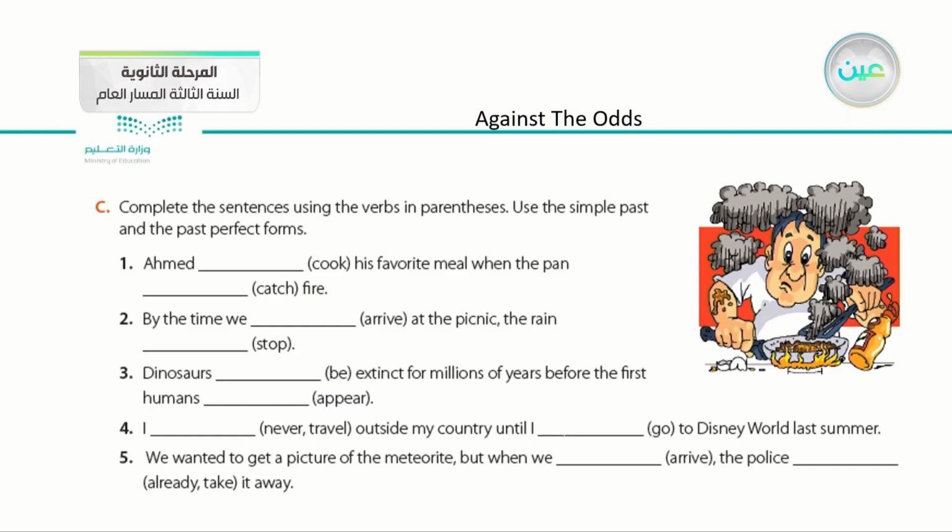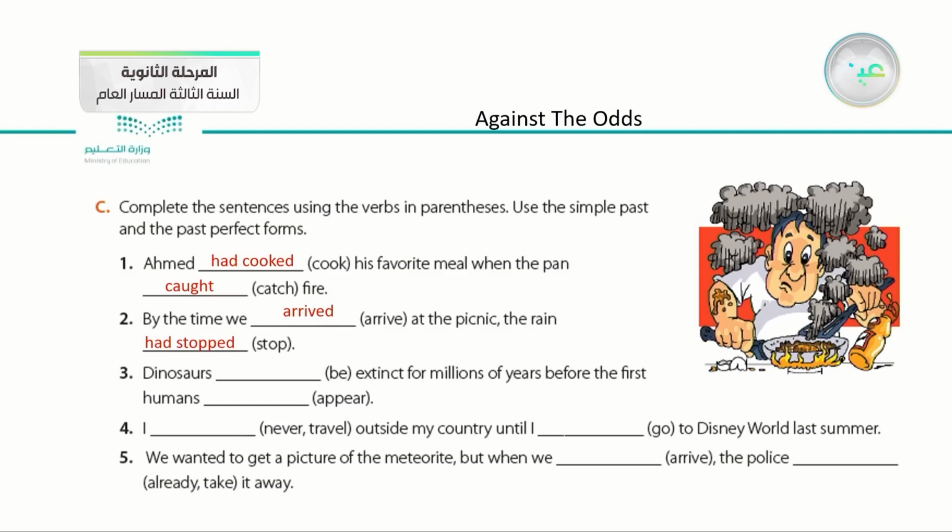Ahmed had cooked his favorite meal when the pan caught fire. So we talked about the past perfect and we said it's an action that happened before another action in the past. Number 2, by the time we arrived at the picnic, the rain had stopped.